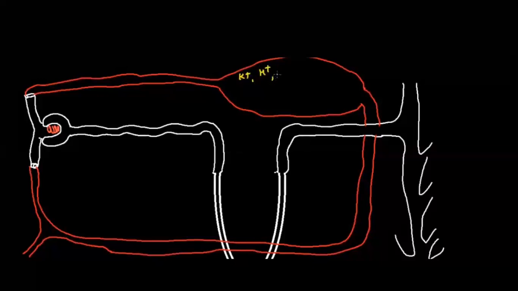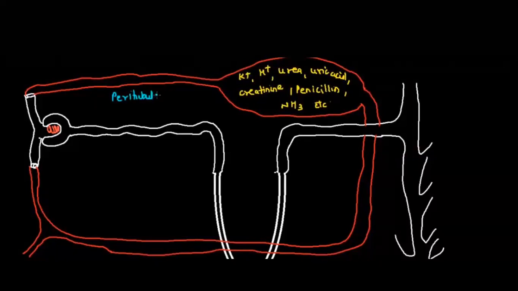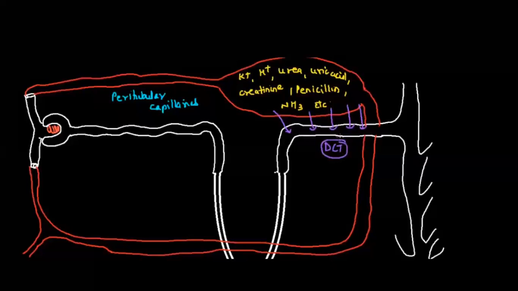Now which are those substances? It can be K plus ion, H plus ion, urea, uric acid, creatinine. All these are harmful to our body, so they have to be thrown out. They are thrown out with the help of tubular secretion, along with penicillin, ammonia, etc. So from the peritubular capillaries, this harmful nitrogenous waste will be thrown back into the DCT, and from the DCT it will travel into the collecting tubule.